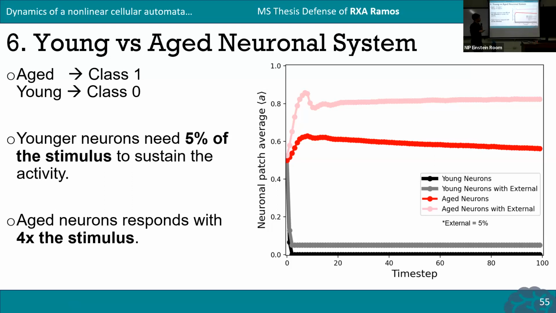Okay, and when we inject external stimulus to 5%, we see here that the average activity for the whole lattice is just that 5%, meaning all of the neurons without external stimulus, their activity still goes to 0, but the average activity that is sustained is just from the external stimulus. So that's why we have this here.